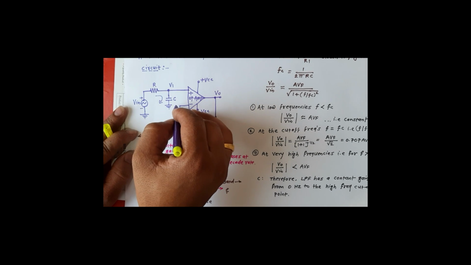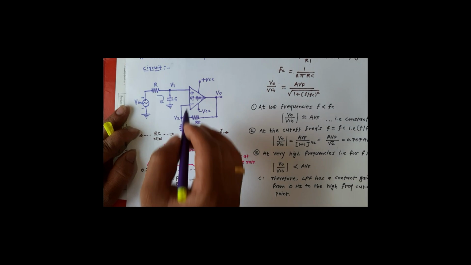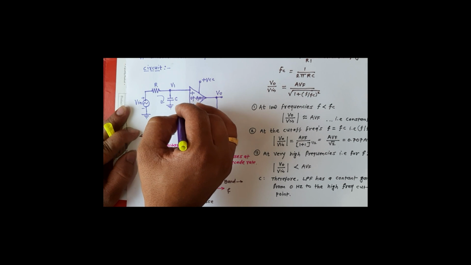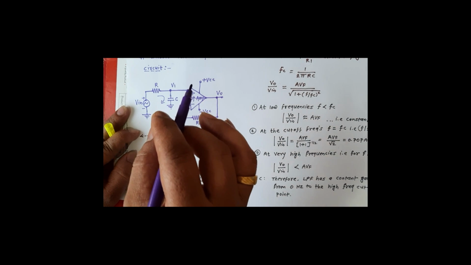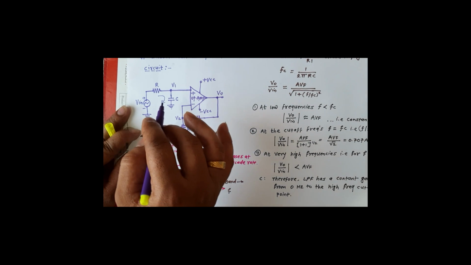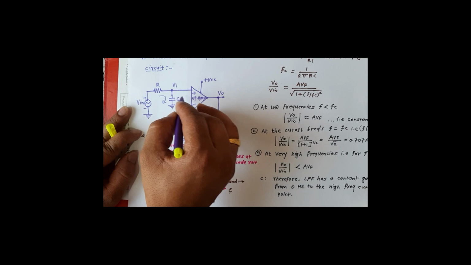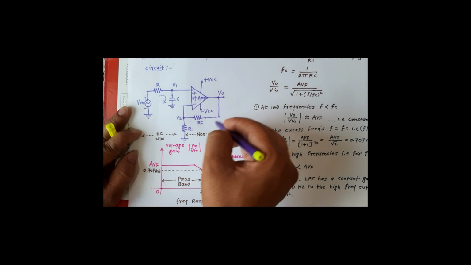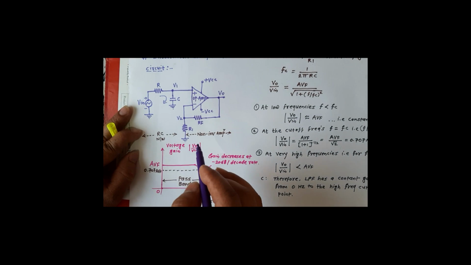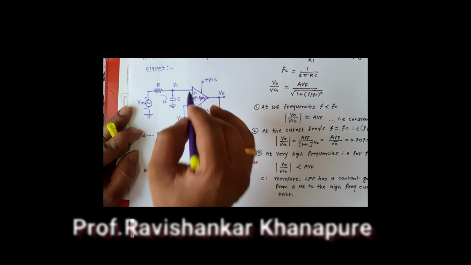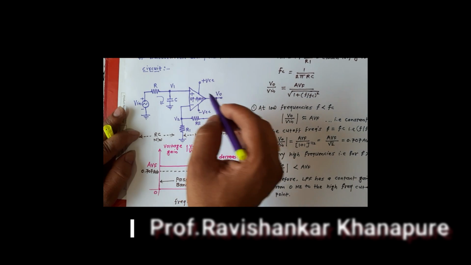What does that mean? It will give the output voltage V0 only for low frequency. The output across this capacitor V0 is present when the input frequency is low. The output is 0 when the frequency is high. This output voltage is applied to the input of this non-inverting amplifier, at the non-inverting terminal.